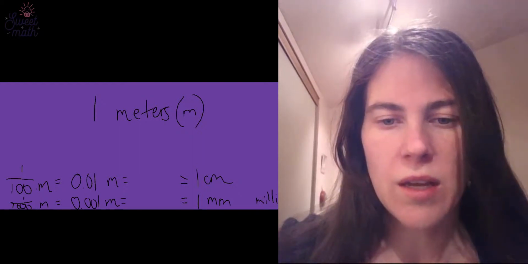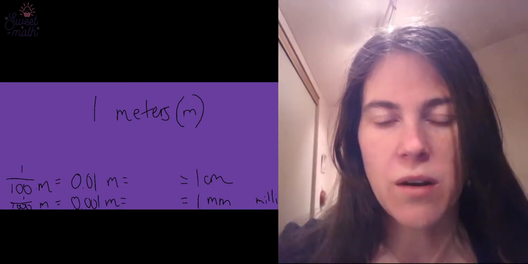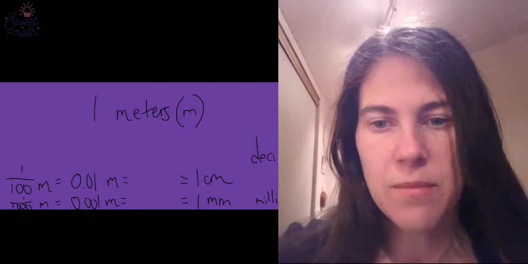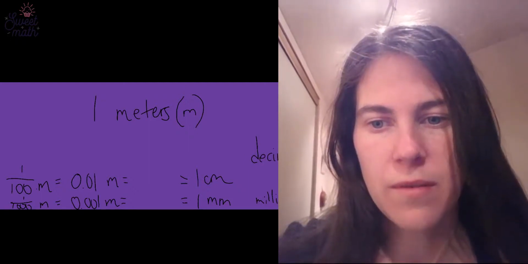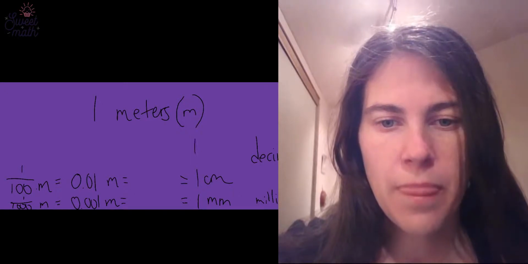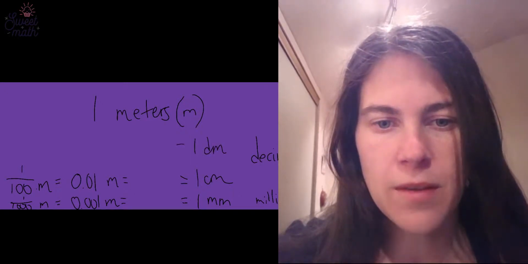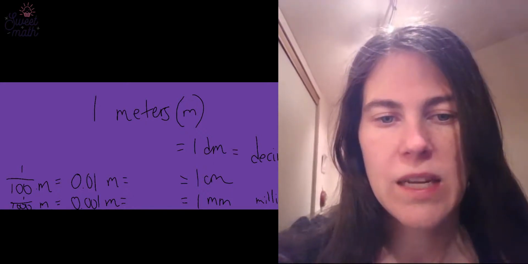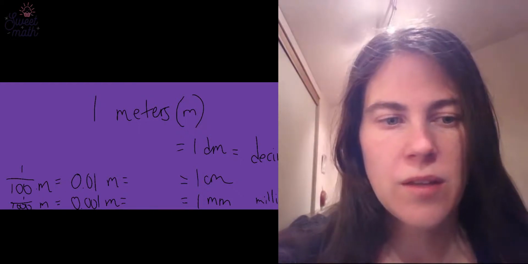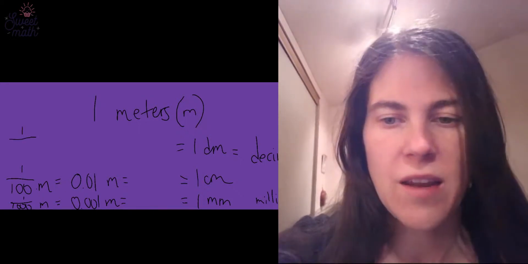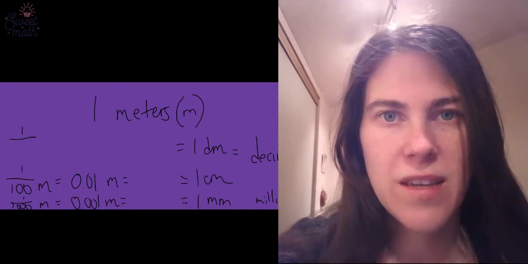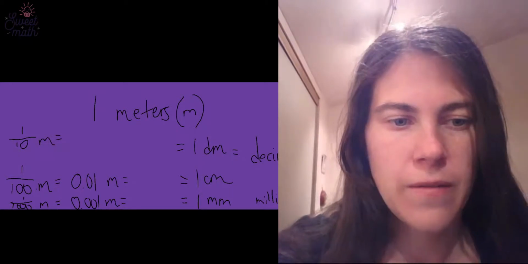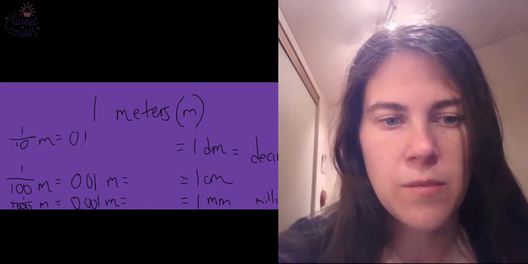All right, what is in between centimeters and meters? A decimeter, like a decimal, decimeter. DM is the abbreviation. And a decimeter is 1/10th of a meter, think decade. Decade is 10 years, you got it. If I write that as a decimal, it's 0.1.